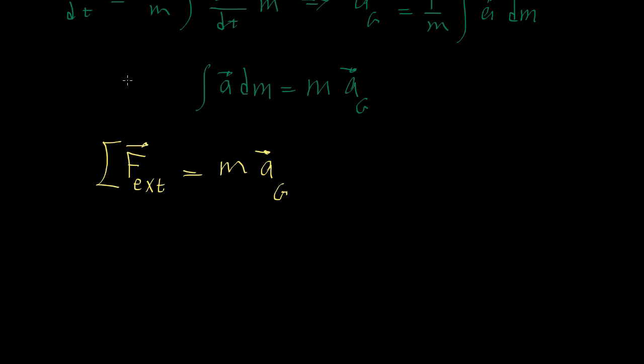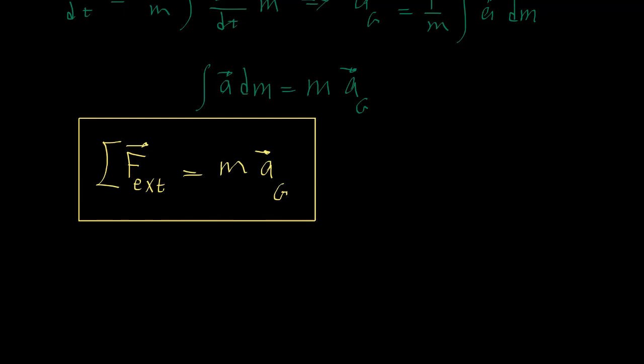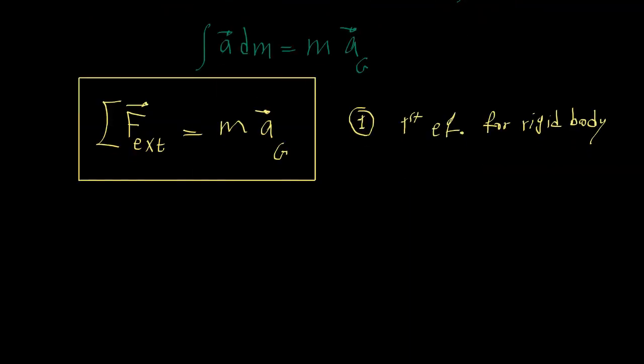Okay, so this is one equation that we have for a rigid body. So this is the first equation for a rigid body. We are going to derive another equation for the rigid body. Now let's derive another equation for a rigid body.